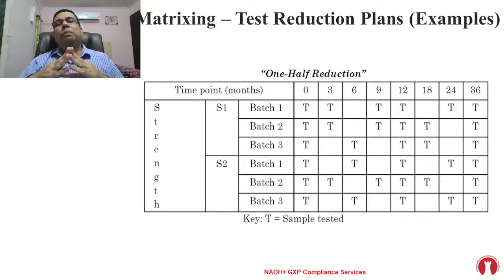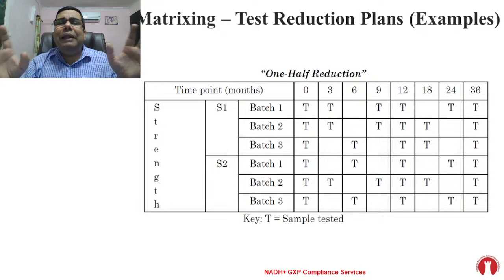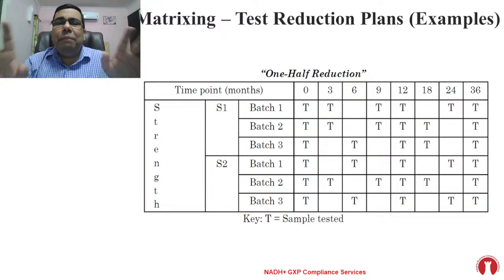So when we are discussing a matrixing design, there are two types of test reduction plan. The first is a 1/2 reduction plan. How can you follow the 1/2 reduction plan? Very simple example. I will again explain the same thing here.